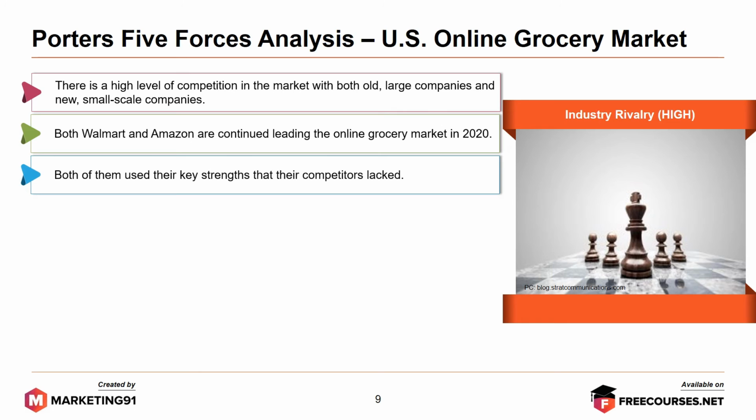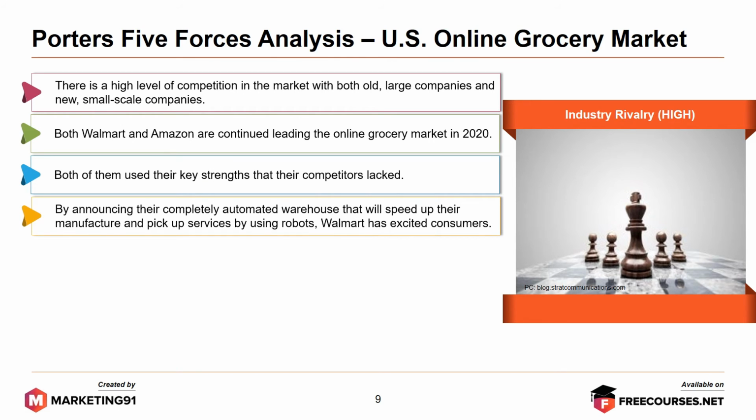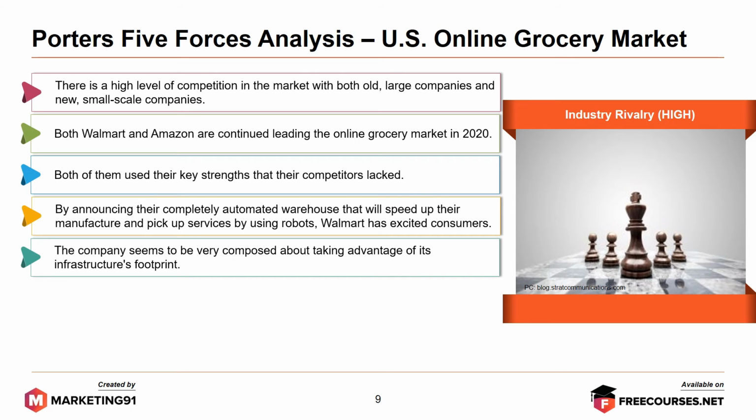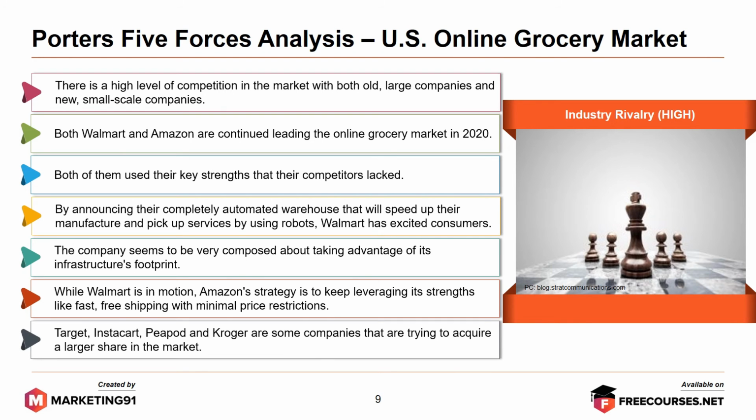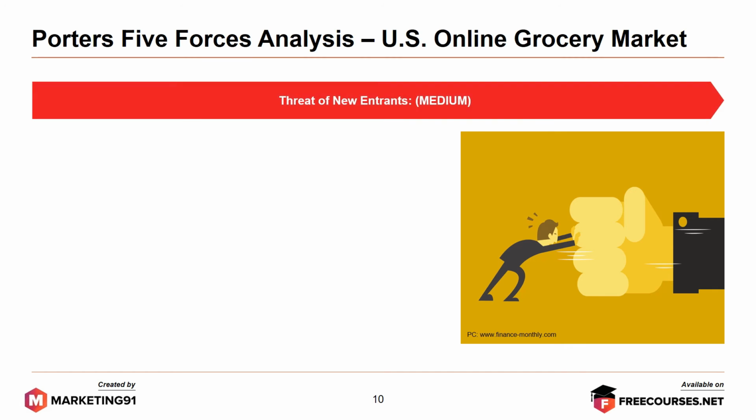Both of them use their key strengths that their competitors lacked. By announcing their completely automated warehouse that will speed up their manufacture and pick up services by using robots, Walmart has excited consumers. The company seems to be very composed about taking advantage of its infrastructure footprint. While Walmart is in motion, Amazon's strategy is to keep leveraging its strength like fast free shipping with minimal price restrictions. Target, Instacart, Peapod and Kroger are some companies that are trying to acquire a larger share in the US online grocery market. Next, threat of new entrants is medium.